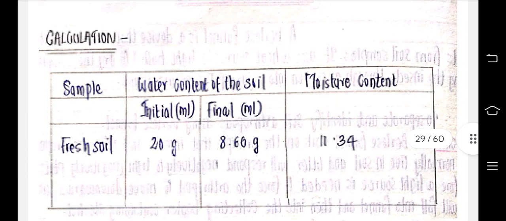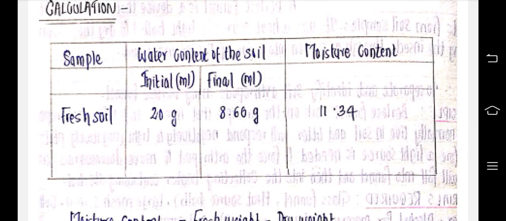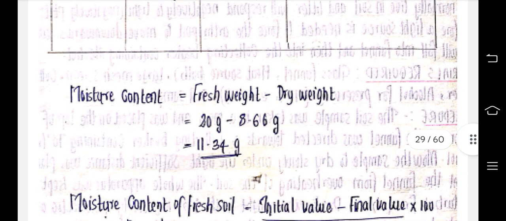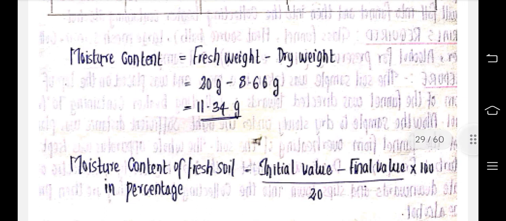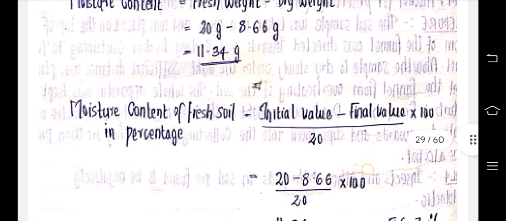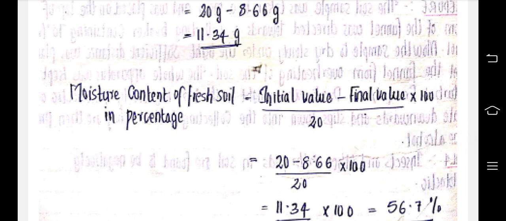We got the result. Sample water content of the soil: initial fresh soil 20 grams, final 8.66 grams. Moisture content 11.34 grams, that is fresh weight minus dry weight. Then moisture content of fresh soil in percentage: initial value minus final value, divided by 20, into 100.